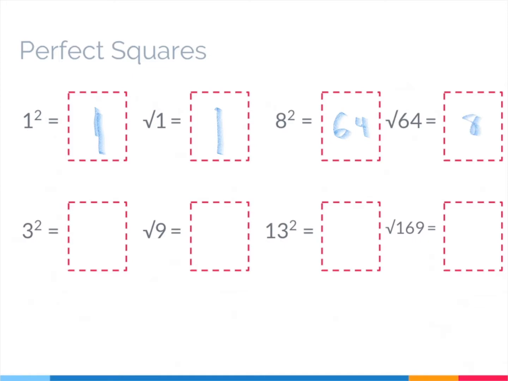Then I have 3 squared. 3 squared gives me 9. The square root of 9 is 3. 13 squared is 169, and the square root of 169 is 13. So notice that for the perfect squares, the squared and the square root equal the same type of number. So 1 squared is 1, and the square root of 1 is 1. 3 squared is 9, and the square root of 9 is 3. So they are corresponding. Let's go ahead and take a look at the next one.